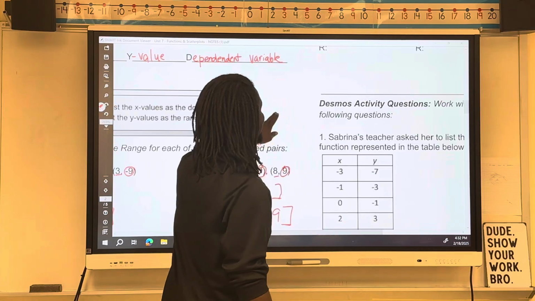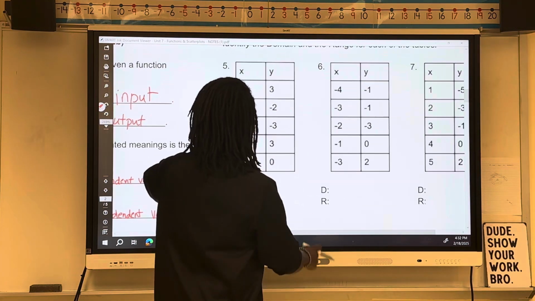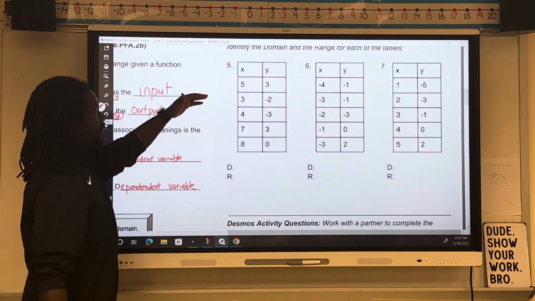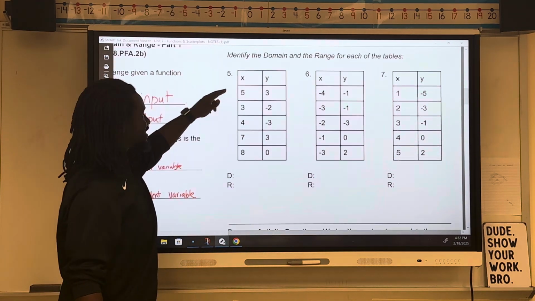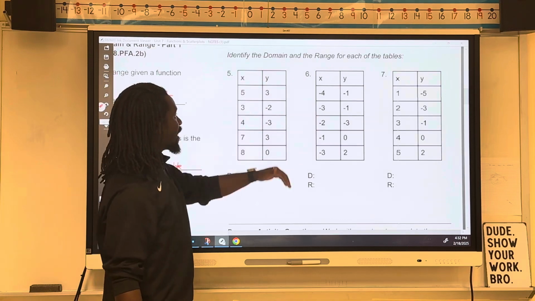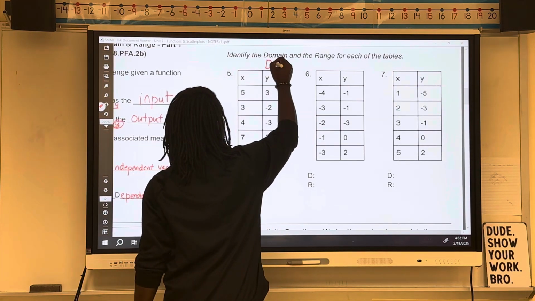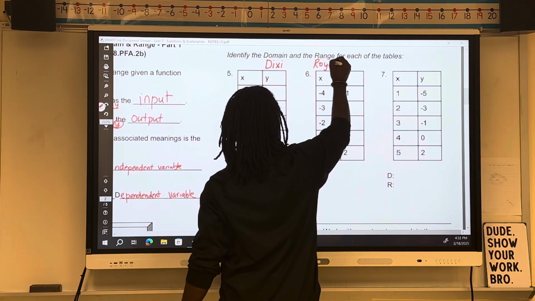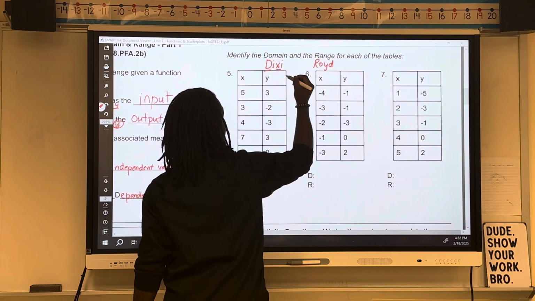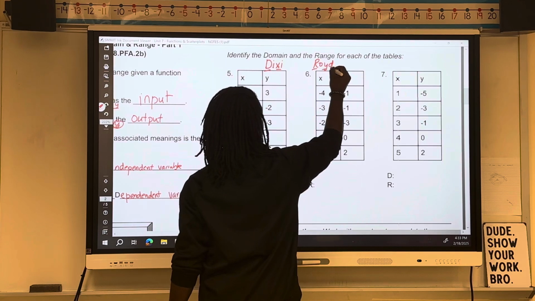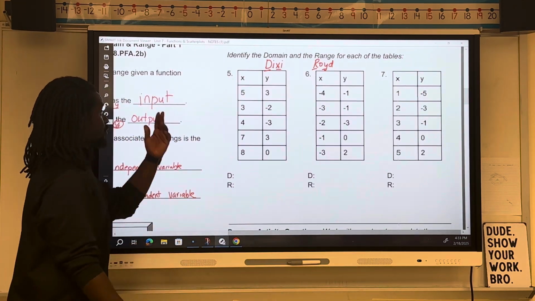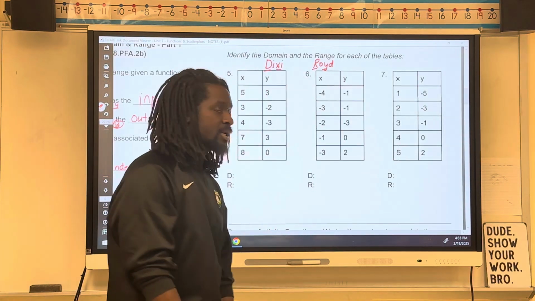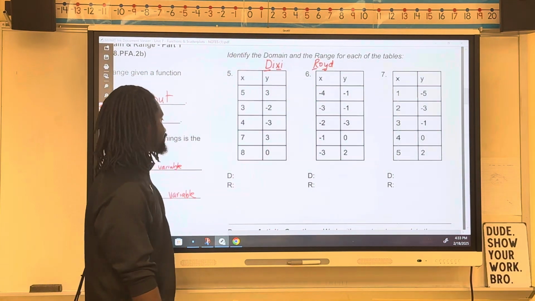Okay, so we're going to end by just looking at tables here. Okay, so look at tables again. The domain is the x values. The range is the y values. Remember, Dixie Roy. Okay, domain and the x, range and the y. All right. So hey, you could go ahead and pause it. You can do these on your own. You don't need me. Just use the video to check your answers.